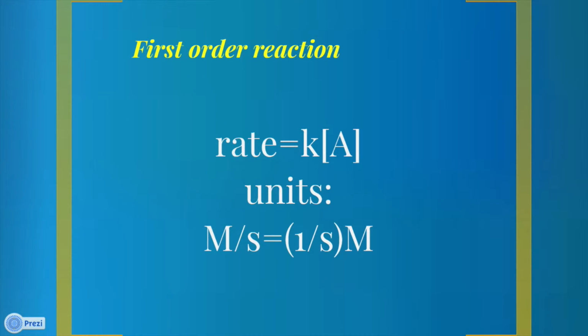First order, we have our units of concentration equaling just 1 molar. Our desired unit is molarity over time. So the unit of K has to be 1 over seconds. This is because once you multiply your 1 over seconds times molarity, you get molarity over seconds, your unit for rate.